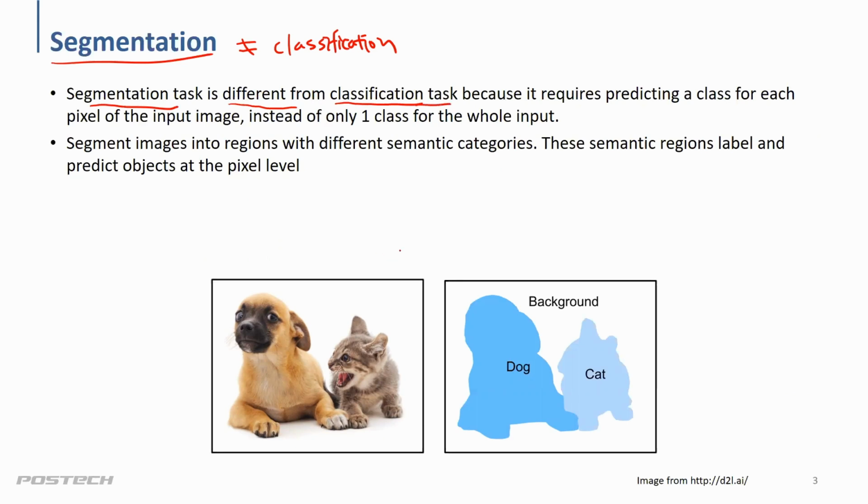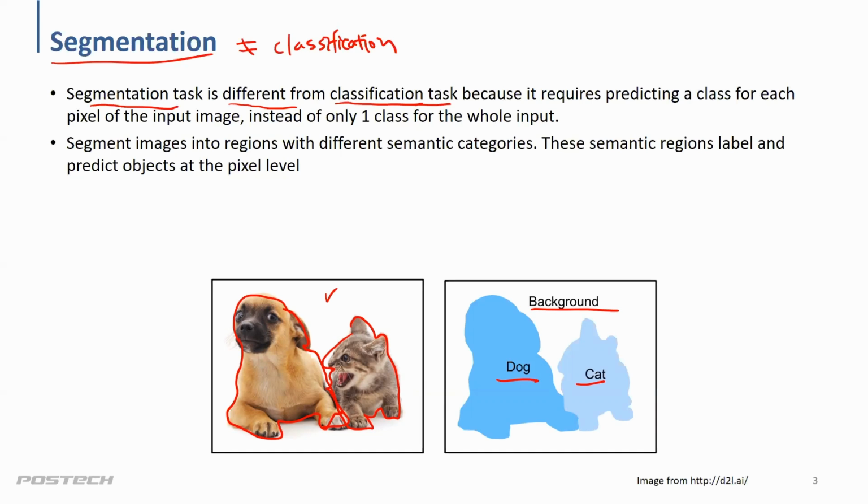Let's take a look at this image. We have a dog and a cat. With a CNN structure, we would first tell whether this image is a cat or a dog. But what we really want to do is say that in here it's a dog, and over there it's a cat, and the rest of it is background. That's what a lot of people want to do.